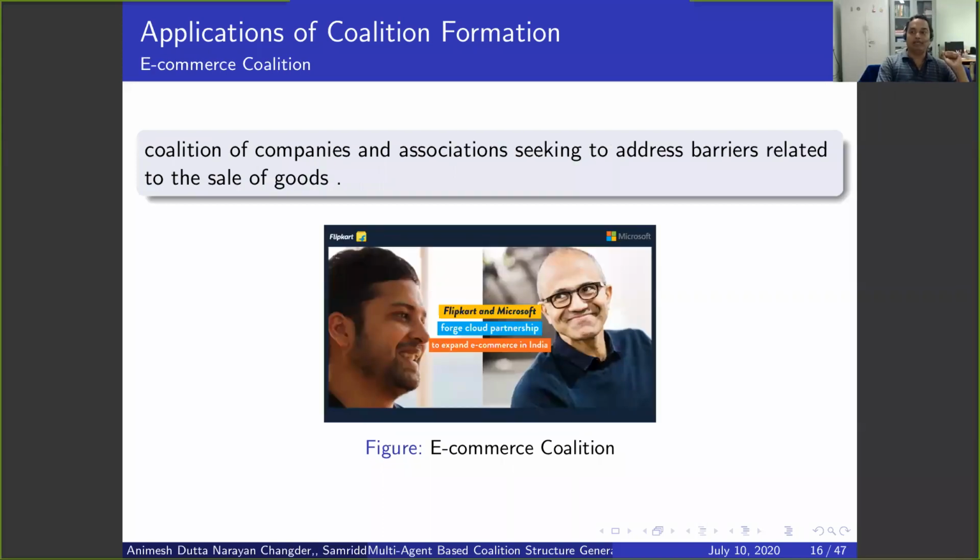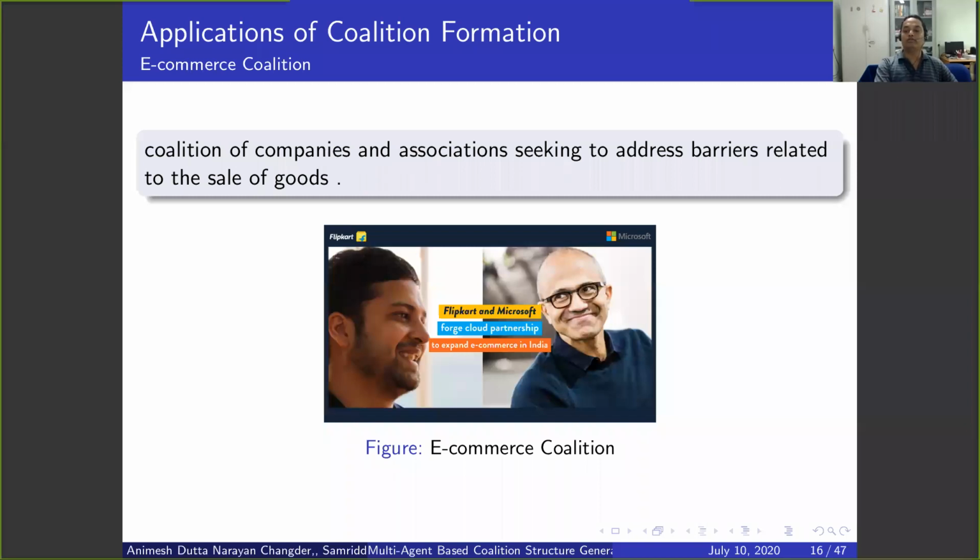This is another area where, as I said, some delivery companies and e-commerce companies are forming coalitions. Here, a coalition of companies and associations seeking address. E-commerce company, as I said, Microsoft is forming a coalition with Flipkart. Microsoft is providing the cloud services, and Flipkart is an e-commerce company.